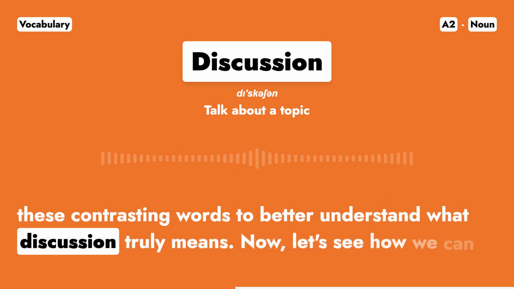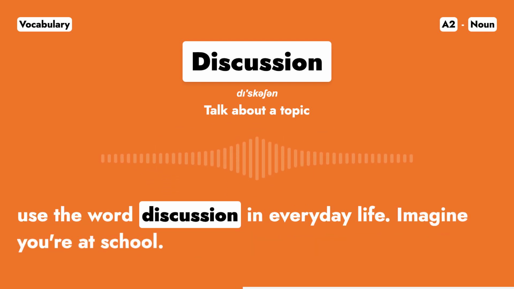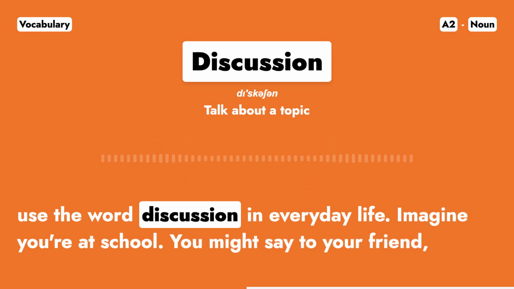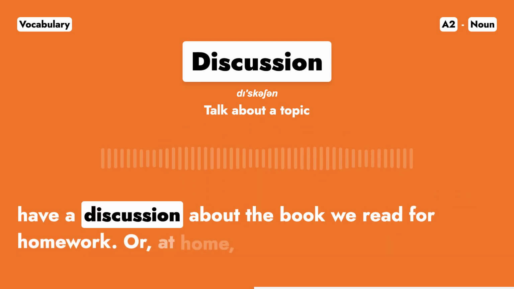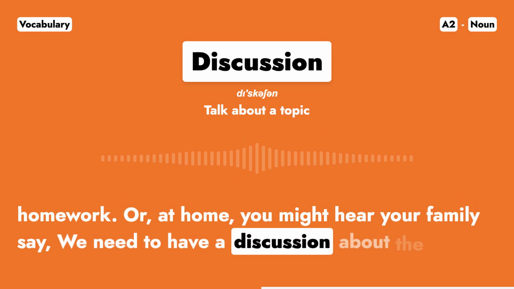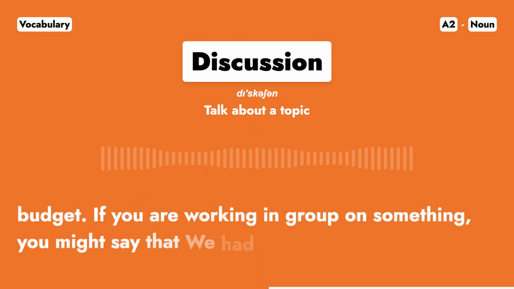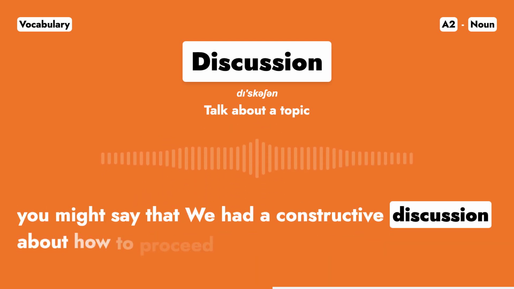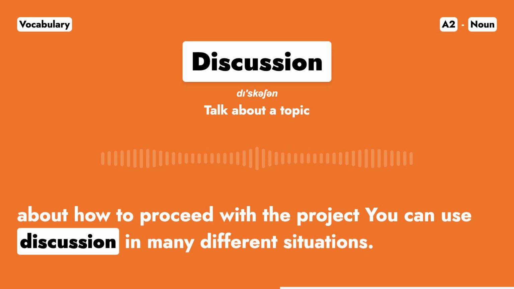Now, let's see how we can use the word discussion in everyday life. Imagine you're at school. You might say to your friend, "Let's have a discussion about the book we read for homework." Or at home, you might hear your family say, "We need to have a discussion about the budget." If you are working in a group on something, you might say that we had a constructive discussion about how to proceed with the project. You can use discussion in many different situations.